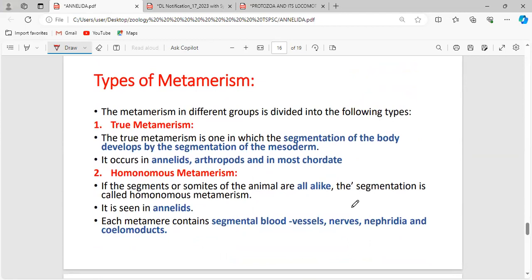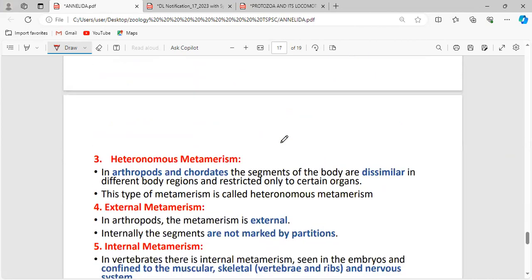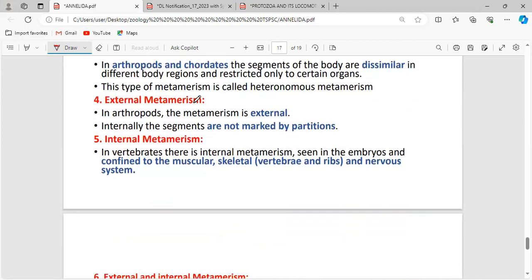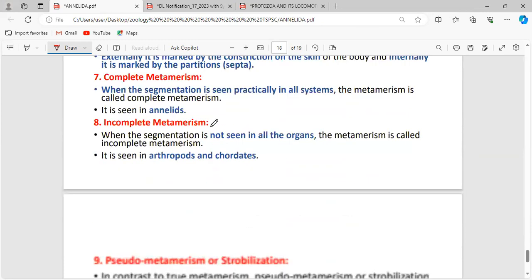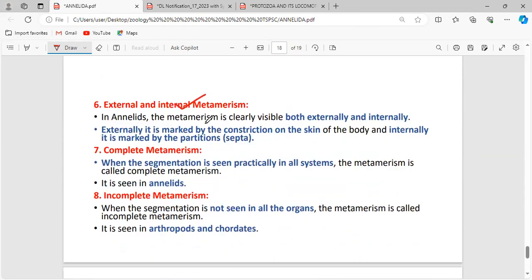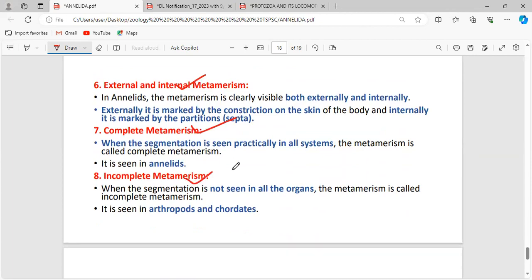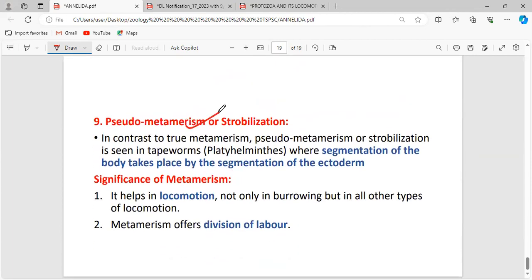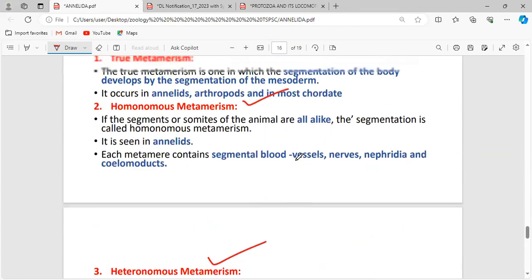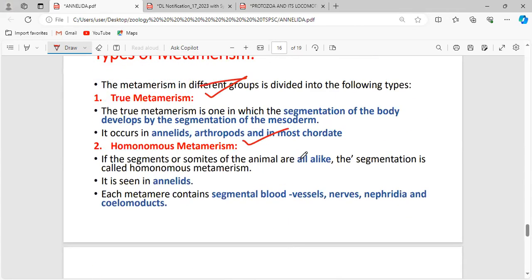What are all the types of metamerism? True metamerism, homonomous metamerism, heteronomous metamerism, external metamerism, internal metamerism, external and internal, complete metamerism, incomplete metamerism, and pseudo metamerism. And what is the significance of metamerism? So totally there are 9 different types of metamerism.